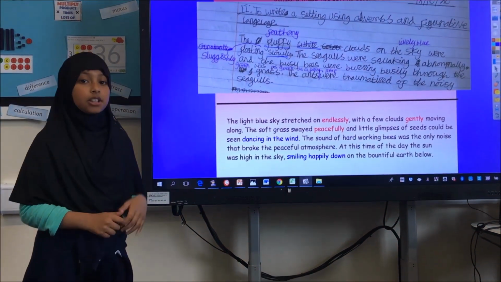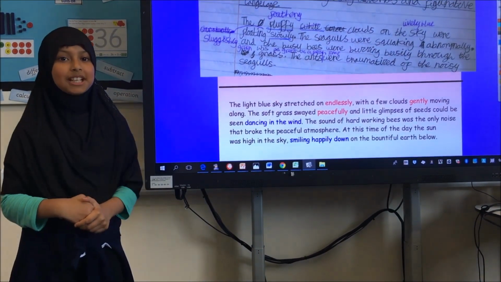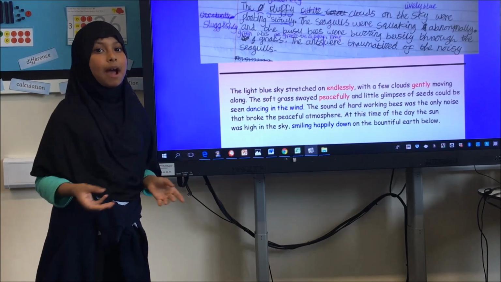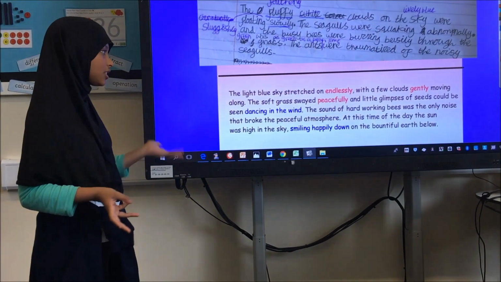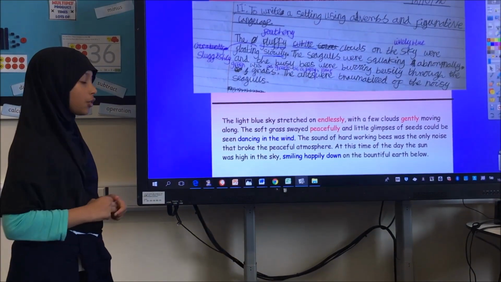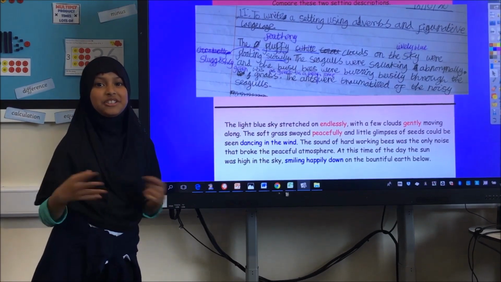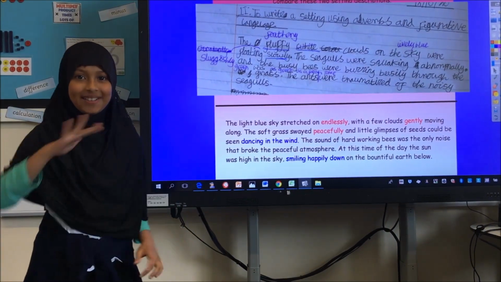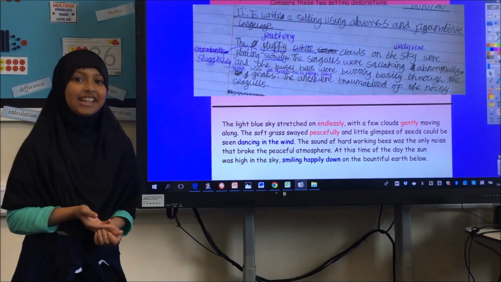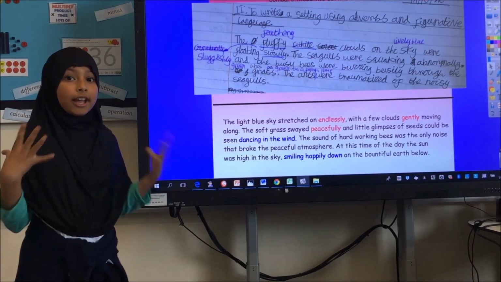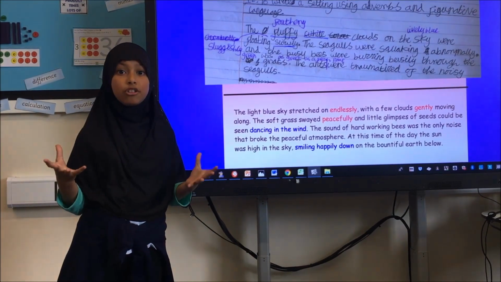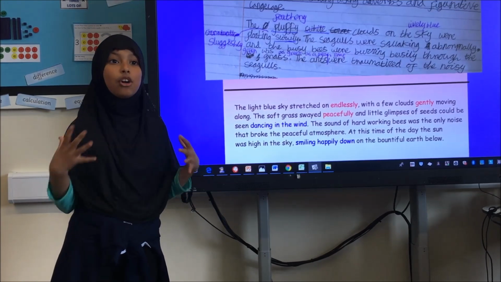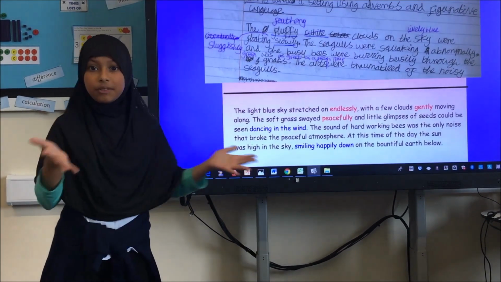Sometimes adverbs can be really powerful and can just describe the verb, and sometimes you don't use those down adverbs like slowly. You can increase that, so you can make the reader feel more into the setting.